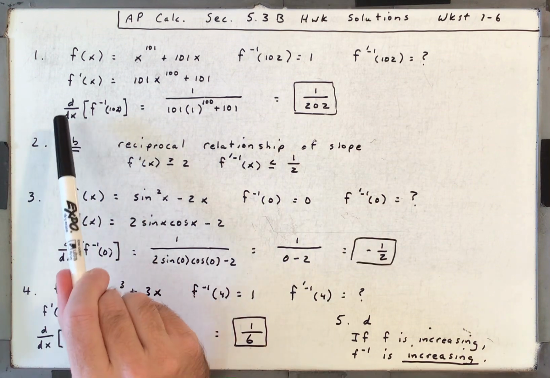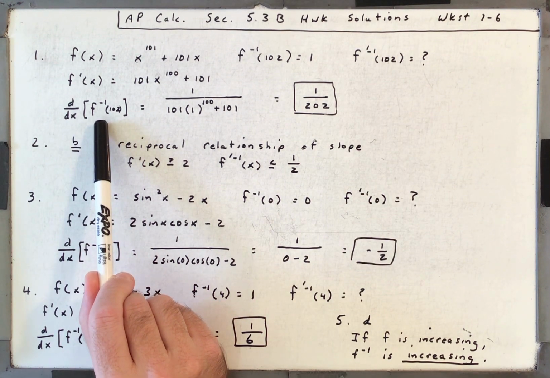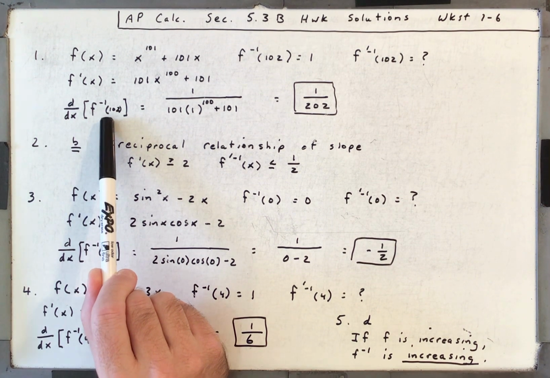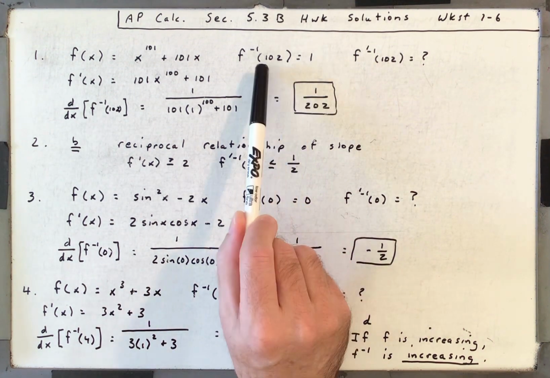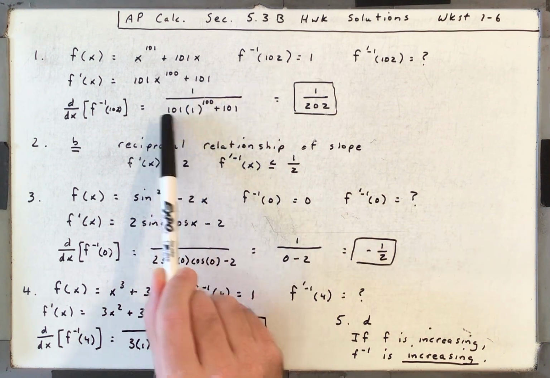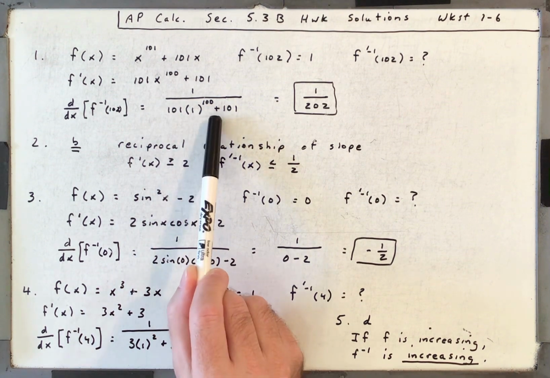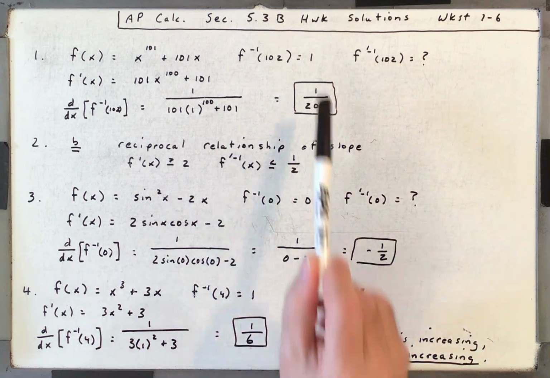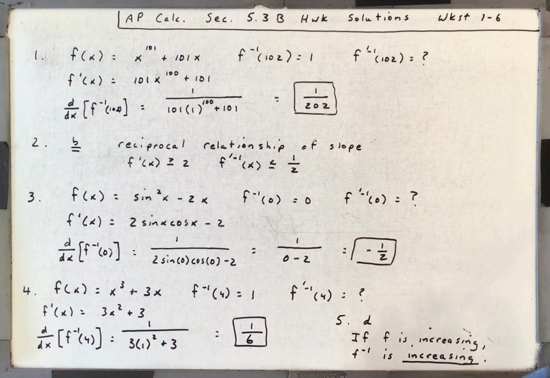And then we're going to use the formula to evaluate the inverse function's derivative. So take the derivative of f inverse at 102. And so we plug in the output value of the inverse at 102, which is just 1. So that's 1 over 101 times 1 to the 100th power plus 101. Don't accidentally plug in 102. You plug in this output value here, 1. And that's 1 over 202.